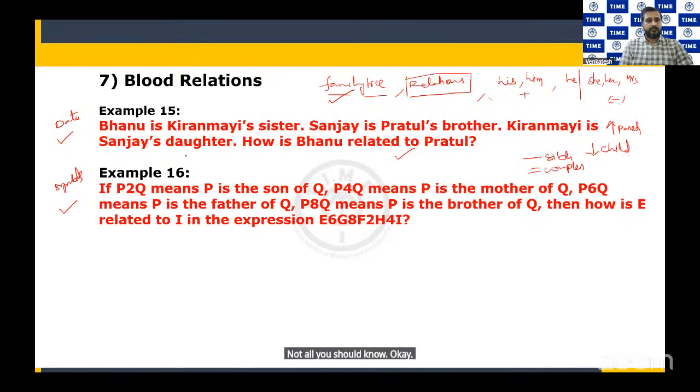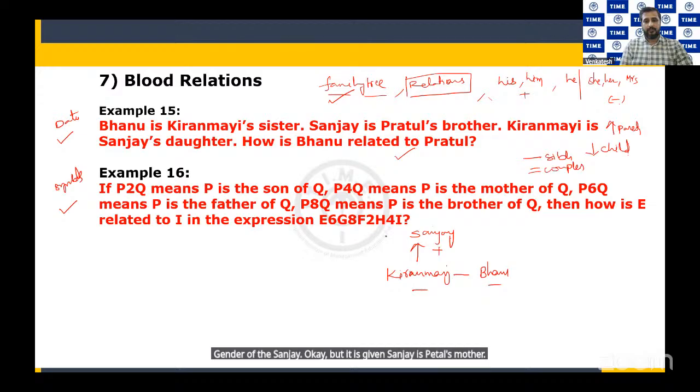Okay. Now let's try this one. Banu is Kiranmai's sister. So Kiranmai is there, and Kiranmai's sister is Banu. So Banu is a female. Next. Sanjay is Pratul's brother, but we cannot link yet. Kiranmai is Sanjay's daughter. So Sanjay is the parent of Kiranmai, but we don't know the gender of Sanjay. But it is given Sanjay is the brother of Pratul.